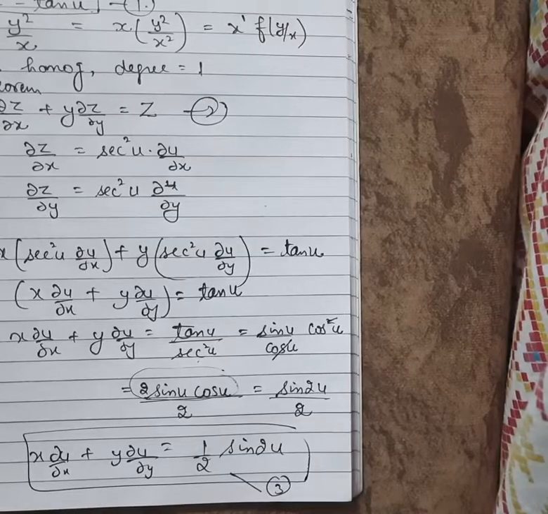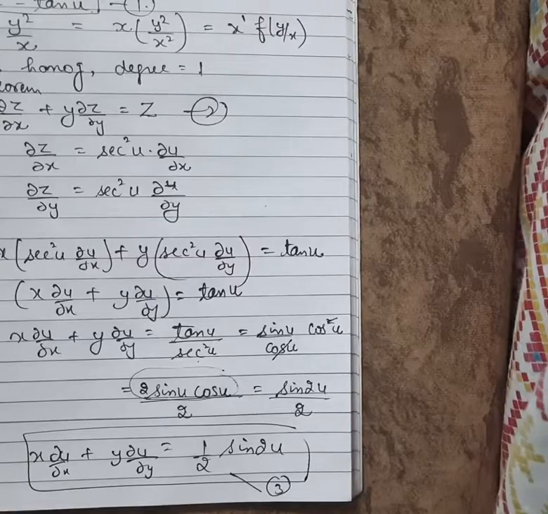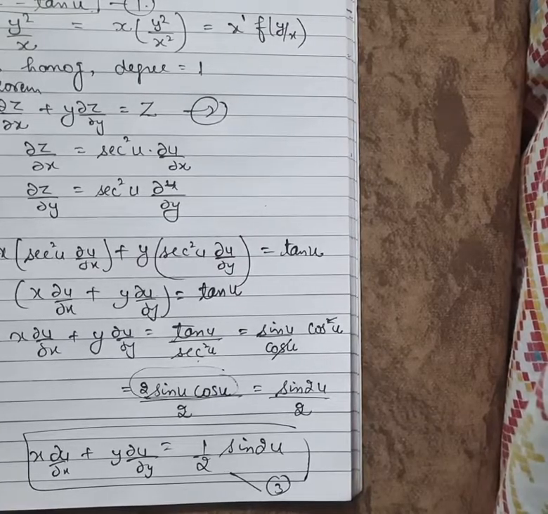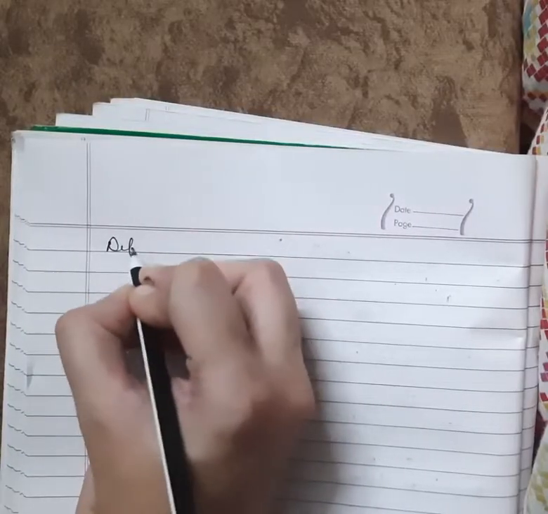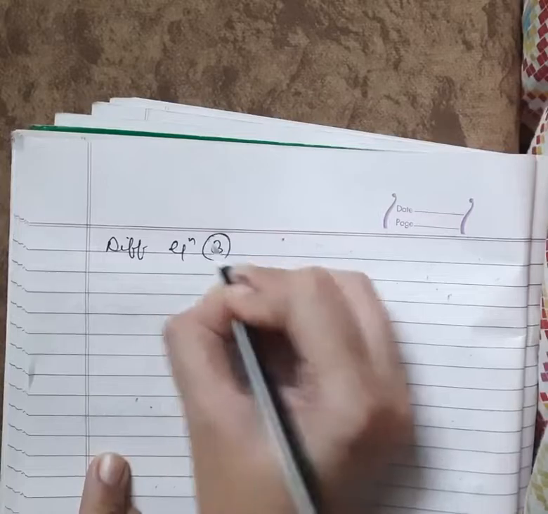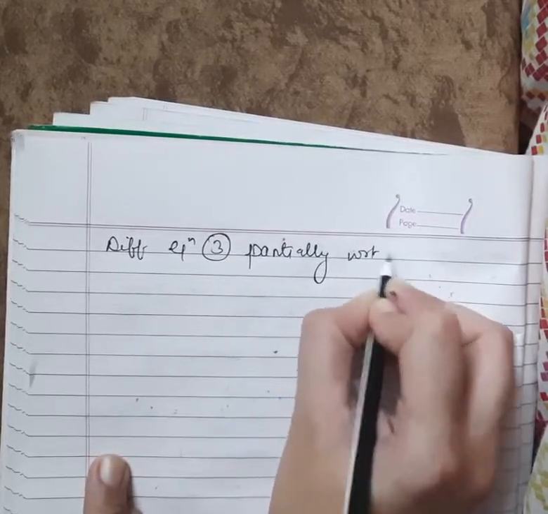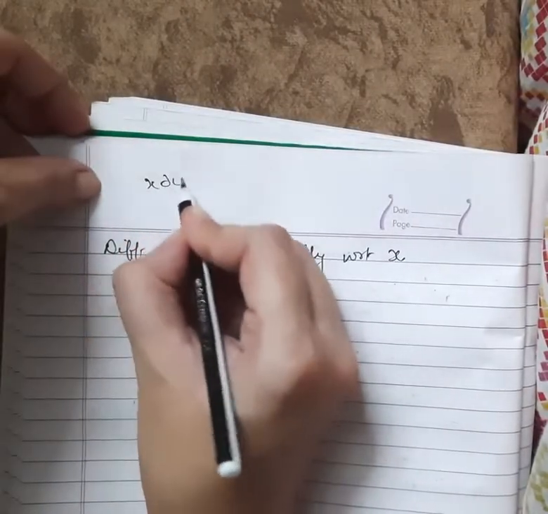एक बार डेरिवेटिव हो चुका है ना इसमें x के साथ और y के साथ. अब इस इक्वेशन को हम क्या करेंगे, एक बार डेरिवेटिव करेंगे, एक बार और x के साथ and then उसके बाद y के साथ. Let's do that. Differentiating equation 3 partially with respect to x. So let's write that equation here.